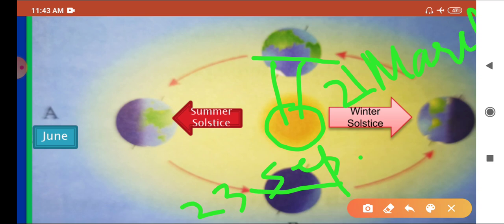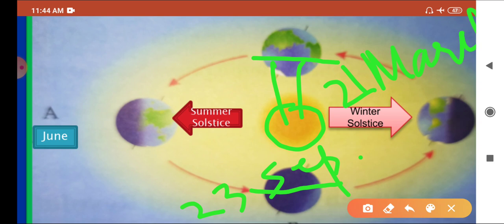Neither of the poles is tilted towards the sun. At this position you can say that neither north nor south is tilted. A complete half portion of the earth is receiving sunlight. So the earth experiences equal day and equal night.